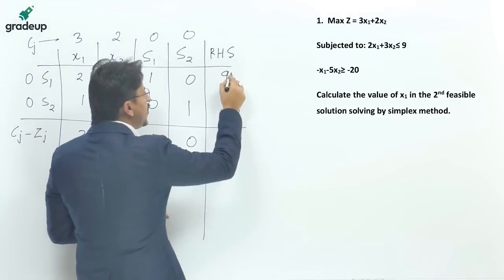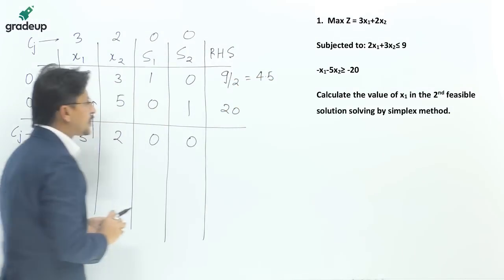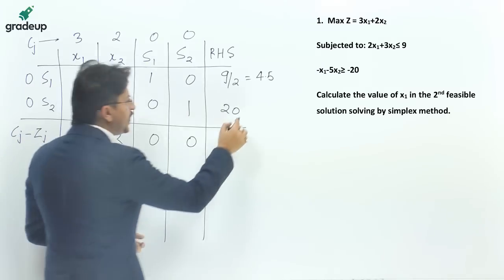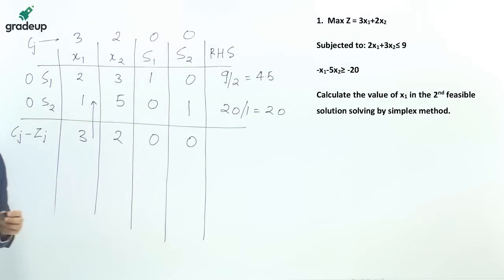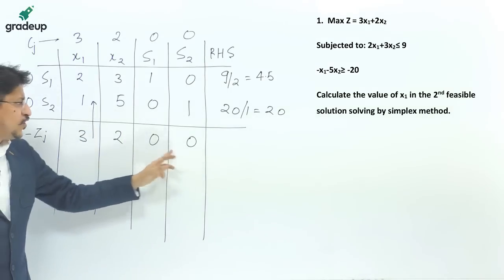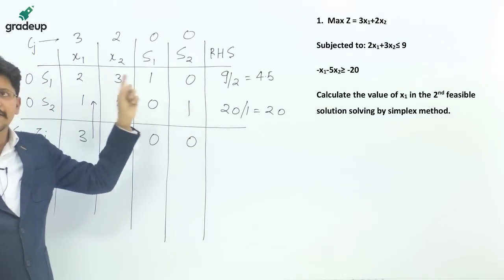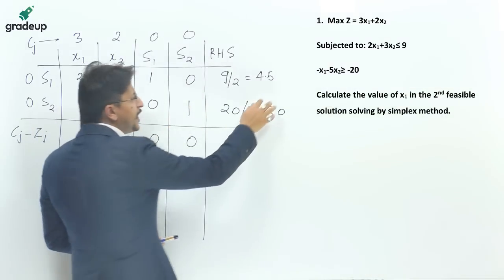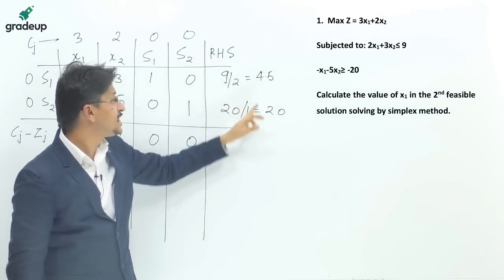Here, 9 by 2 gives 4.5, and 20 divided by 1 gives you 20. Then what you have to do? For the entering variable you take the maximum value, but for the leaving variable you have to find the minimum value of these two. The minimum value of these two corresponds to S1.